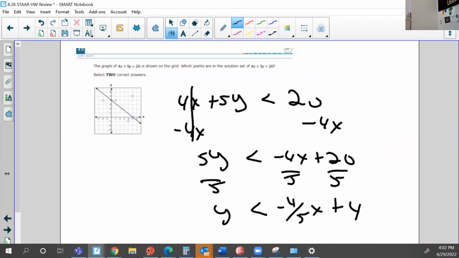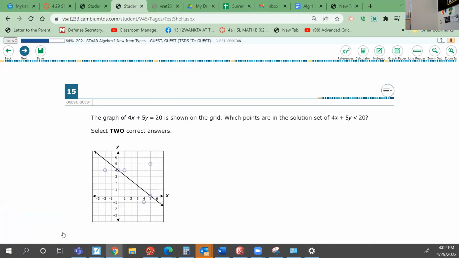So we have the less than symbol. Everything below the line is less than. Everything below the line is what we're looking for. So the only two are going to be below the line. It has to be that one and this one. It can't be the one next to the 4 and the 5 because those are on the line. So got to be careful with that. All right, let's move on.